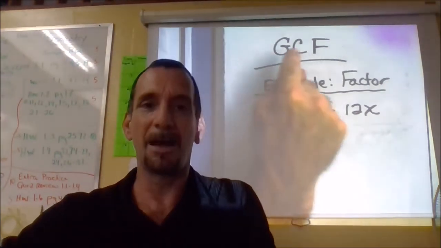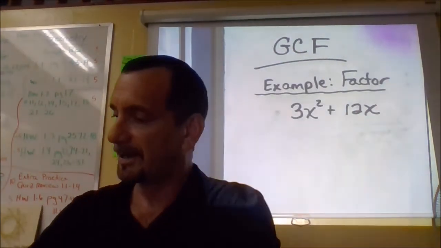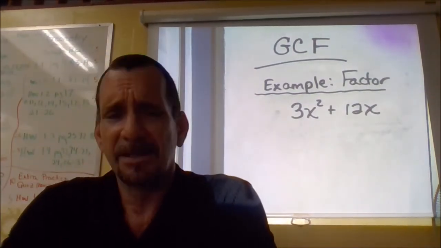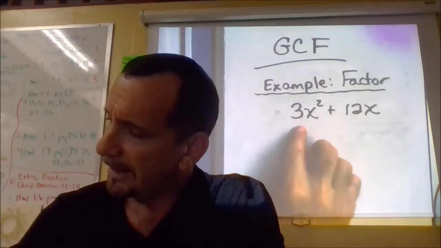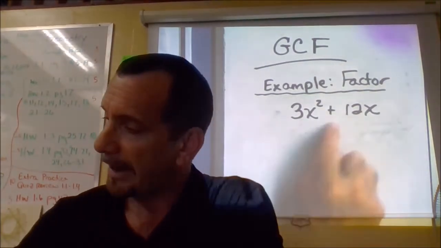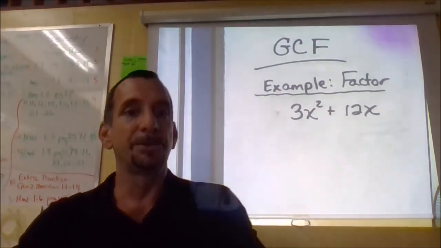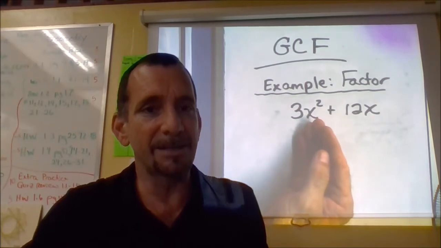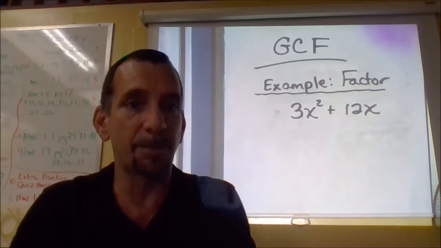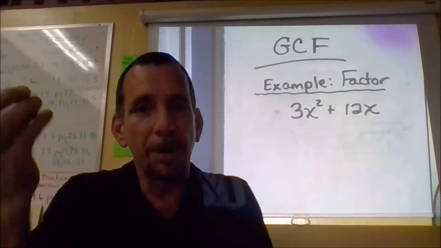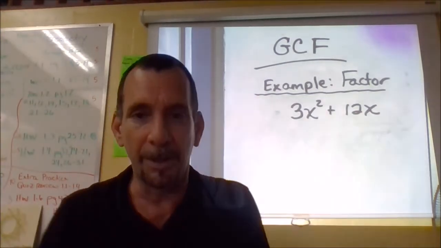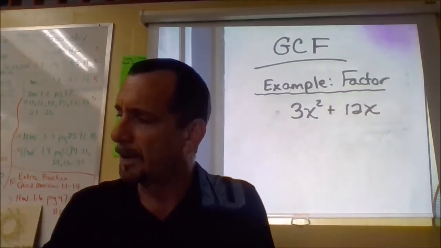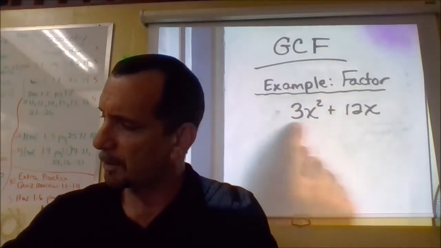GCF, greatest common factor. So here's an example. Let's factor this expression. Now, greatest common factor means we have two terms here, and they're added together. But we're going to pull out or find the greatest common factor between each expression. So I like to say that we're going to pull out what is common in multiplication between these two terms. So we're going to start with the number.